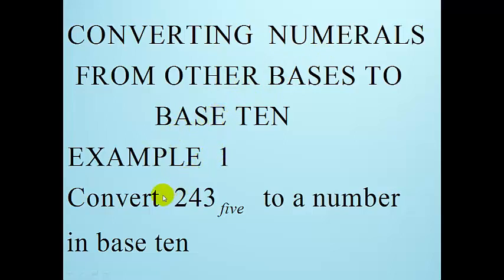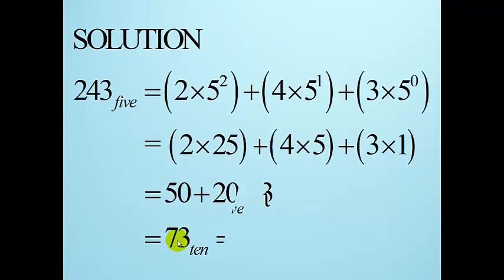Example 1. Convert 243 base 5 to a number in base 10. Now solution. Given 243 base 5 to convert to a number in base 10. The digits are 2, 4, and 3, and the base is 5. So we are going to multiply the digit by the base, one after the other.